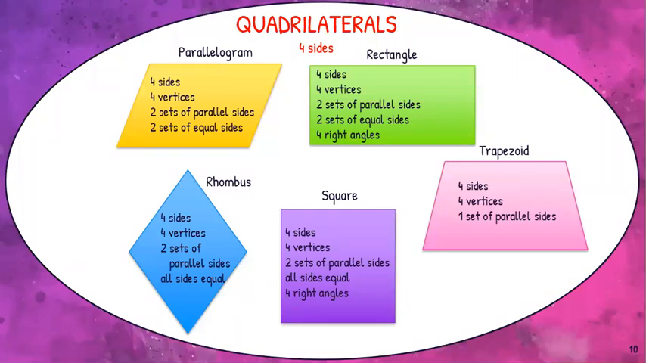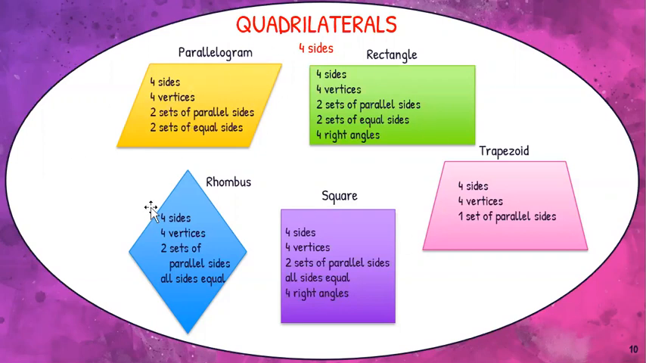All of these shapes are quadrilaterals. So in my big oval to start with, I can put all of the shapes inside and I can label this quadrilaterals because they're all 4-sided shapes.